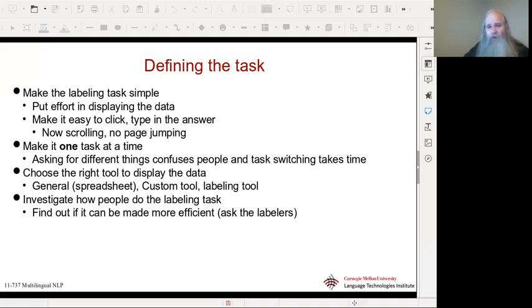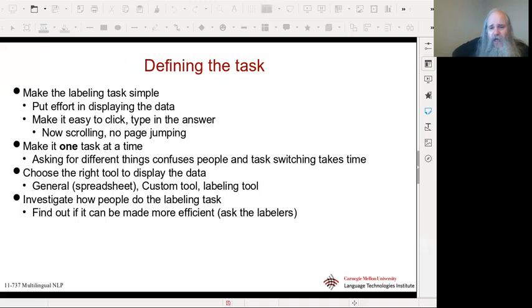It might be some general thing like a spreadsheet, but make sure that you've designed that spreadsheet to make it easier, so that they're not doing side scrolling all the time or whatever. It might be a custom tool, it might be a labeling tool. We'll talk a little bit about these in a minute.